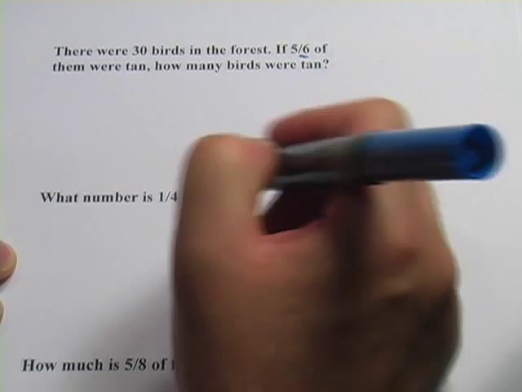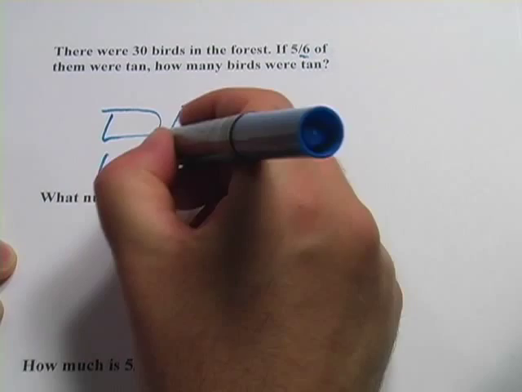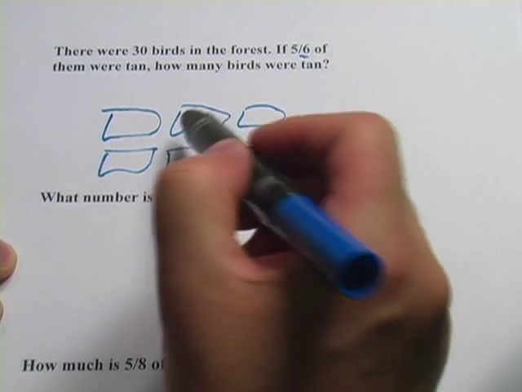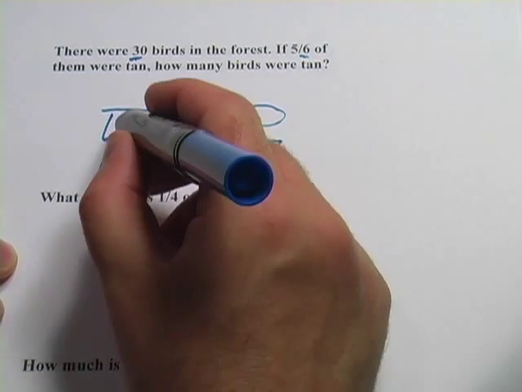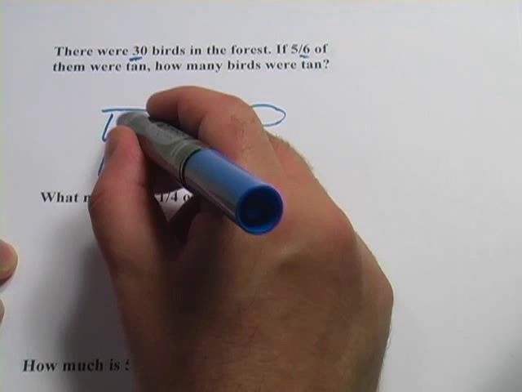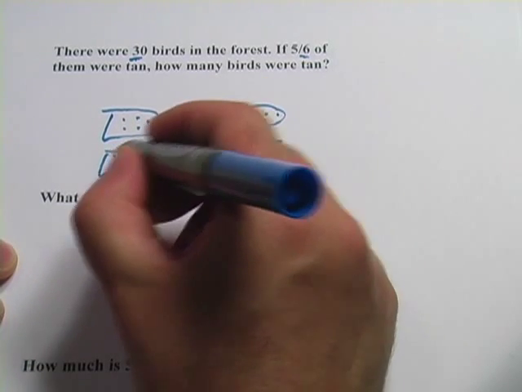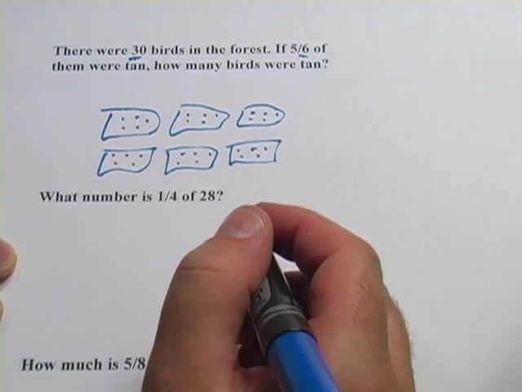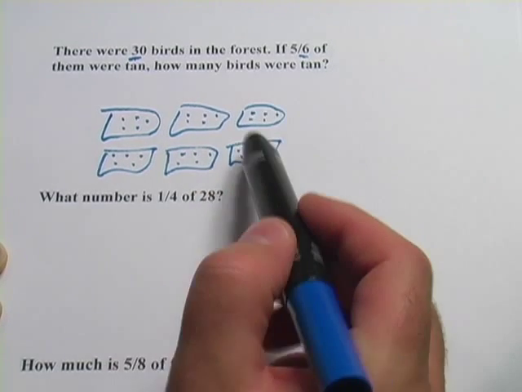So it's like saying, I'm going to make 6 chunks of birds here, and they're all going to have an equal number. Well, to figure out what that number would be, we would just take the total number of birds and divide it by 6, and it would be 5. So there are my 30 birds divided into equal chunks, sixths.